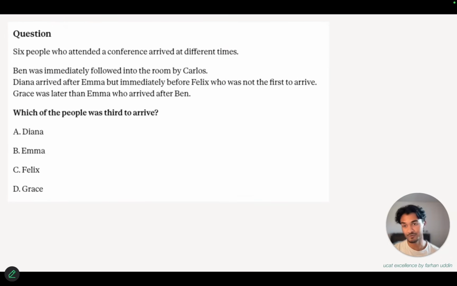All right, so let's go through the question together now. As always, we have to think about the goal. Which of the people was third to arrive? As soon as I've got my information for who's third, then I've got enough information to proceed. So let's go for it. I think this is one of those questions where I'd probably depict it in a sequential order. So we've got first to last in this case.